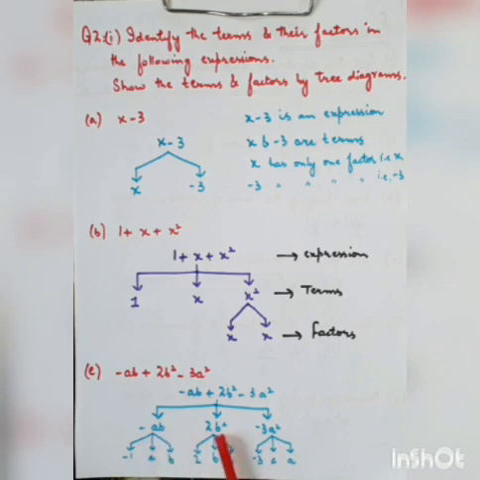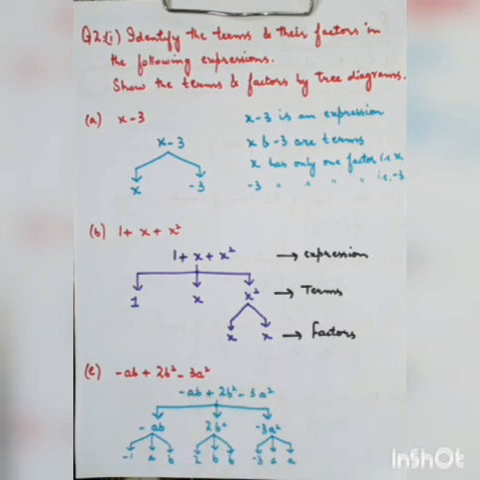Then this 2b square is having factors 2, b and b. Then this minus 3a square has also three factors, minus 3, a and a. Okay, these are the factors, these are terms, and this is an expression.